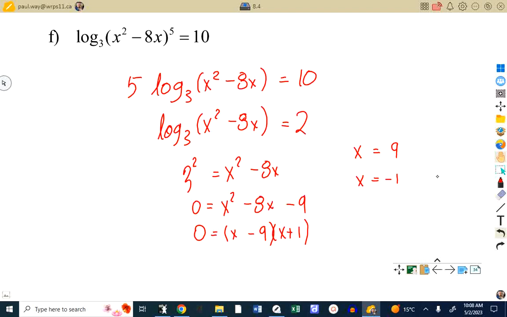And by my count, when you put 9 in for x, you're going to get 9 for an argument. 9 squared minus 8 times 9 is 9. Also, by my reckoning, when you put negative 1 in for x in the argument, you're going to get, strangely enough, 9. And that makes sense because log base 3 of 9 is 2, and we bring that 5 down and divide 10 by 5, and you get 2. So they're both legitimate solutions here. Any questions with F?